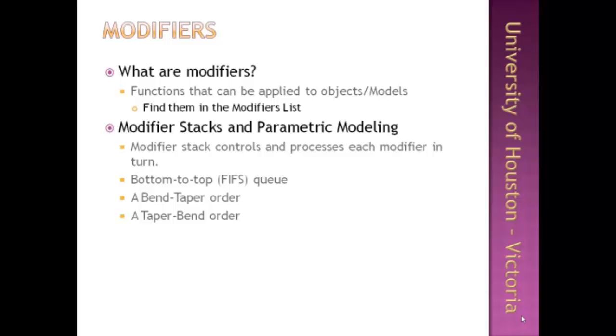The modifiers that are at the bottom, or lower in the modifier stack, will be applied first, and the ones on top will be applied later on. So if you have two same objects and you apply multiple modifiers in different orders to them, the end result of this process will be different. For example, if you first bend an object and then taper it, or first taper it and then bend it, you'll see different kinds of results in the final object.